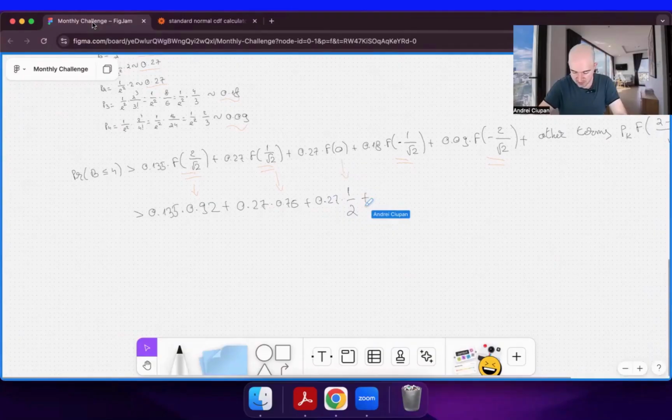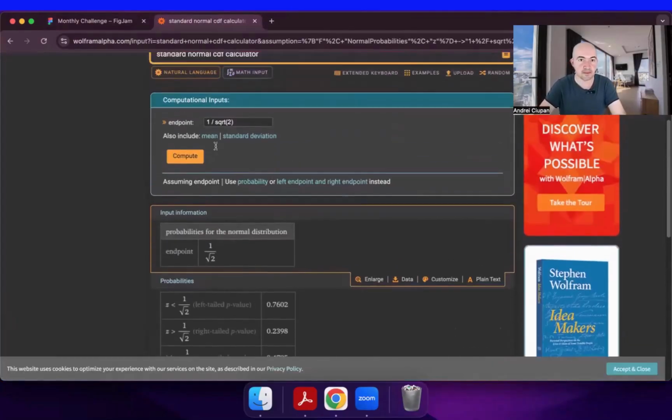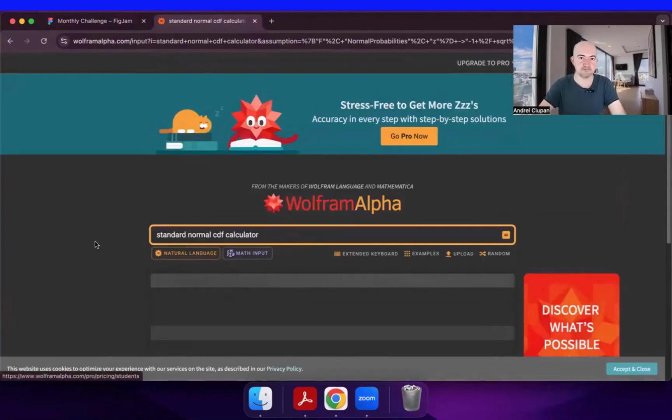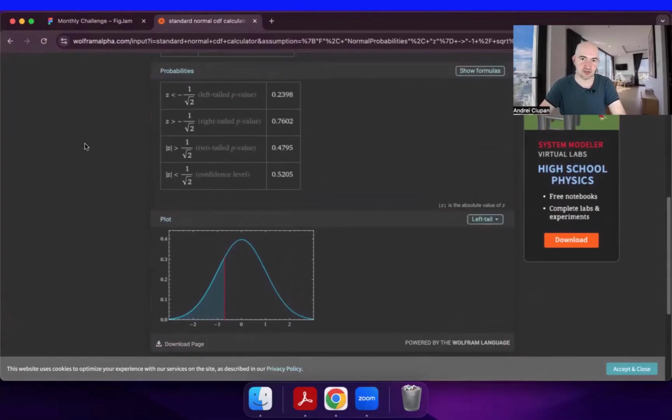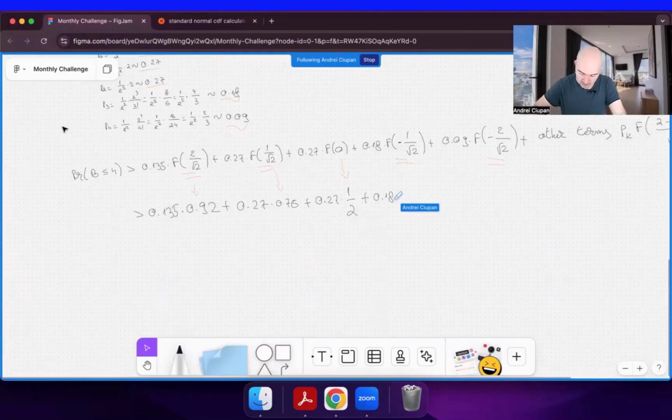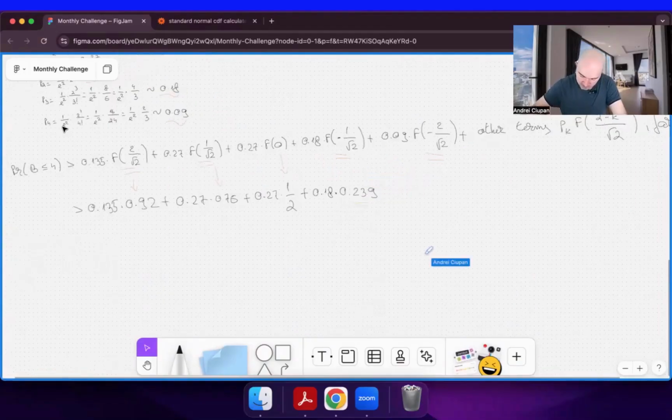Then we have f of minus 1 over square root of 2. Let's see. Minus 1 over square root of 2. It's a smaller and smaller region, so the probability is lower. This is 0.2398. So let's say 0.18 times 0.239. Because I'm always approximating, I'm choosing the value so that this is always bigger than or equal to this. Okay, good.